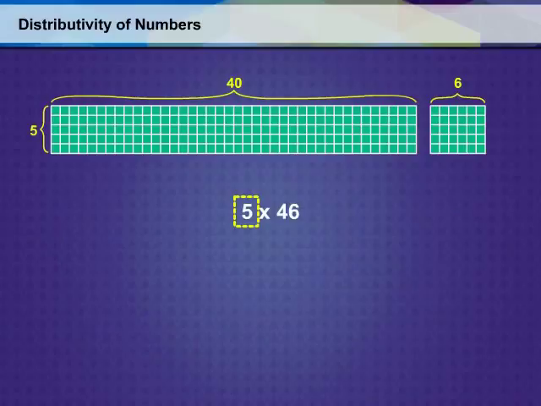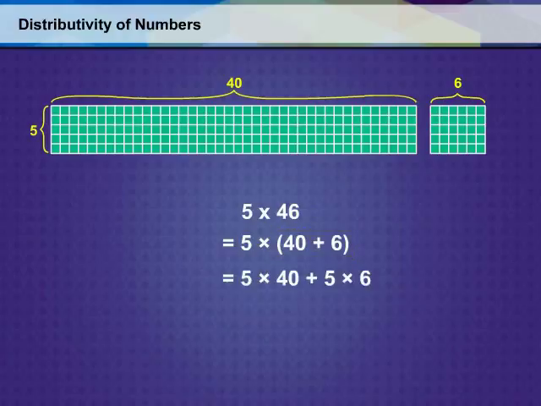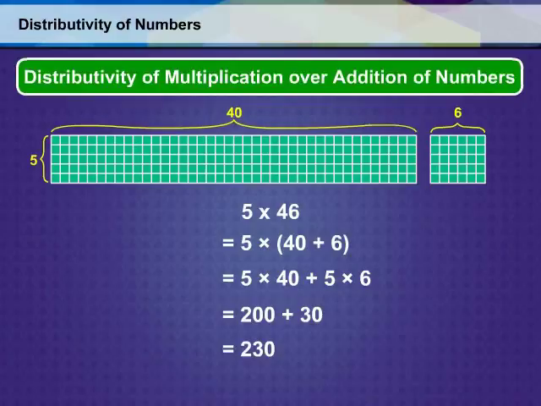For example, 5 times 46 can be distributed as 5 times (40 plus 6), which is equal to 5 times 40 plus 5 times 6. By further calculation, we get 200 plus 30, which is equal to 230. This property is known as distributivity of multiplication over addition of numbers.